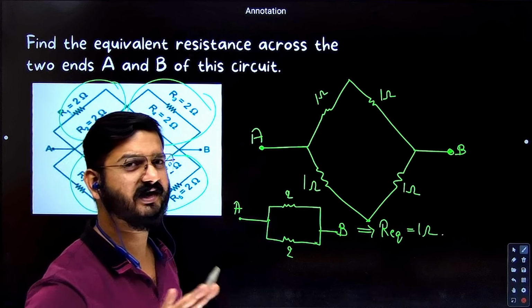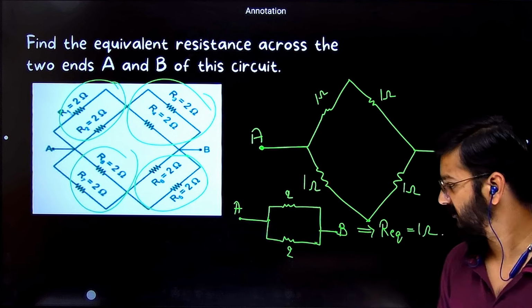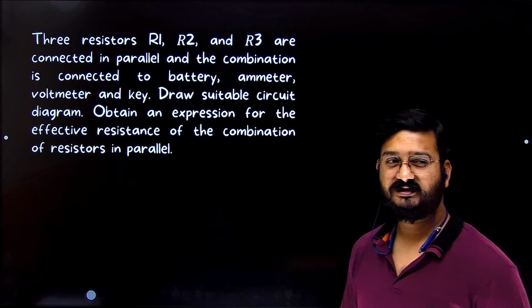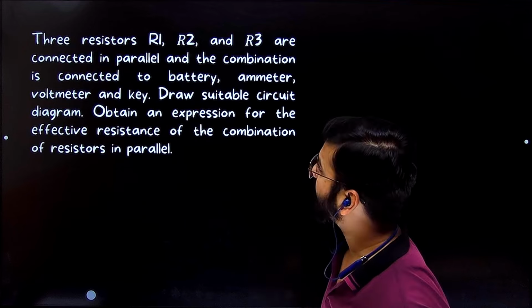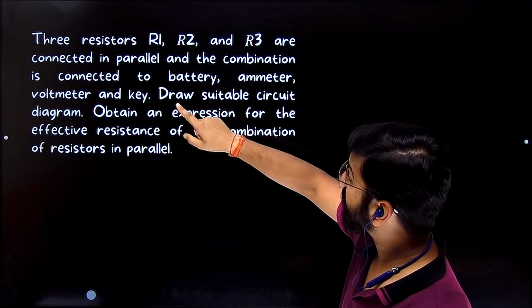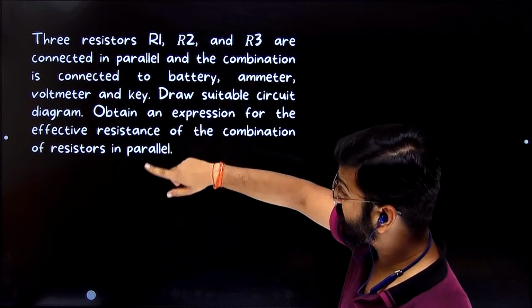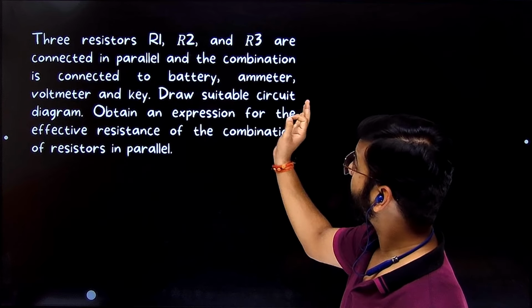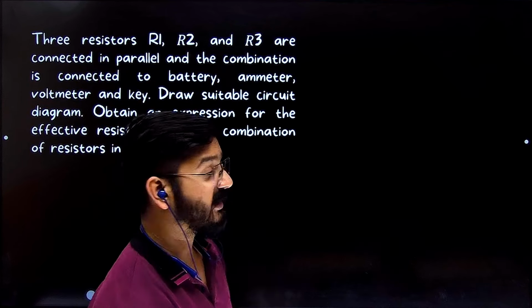Very simple question, straightforward. Let's move to the next problem. In this question, they have asked you to draw the circuit diagram. We have three resistors R1, R2, R3 connected in parallel, and the combination is connected to a battery, ammeter, voltmeter, and key. Draw the suitable circuit diagram. Let's draw the circuit diagram.